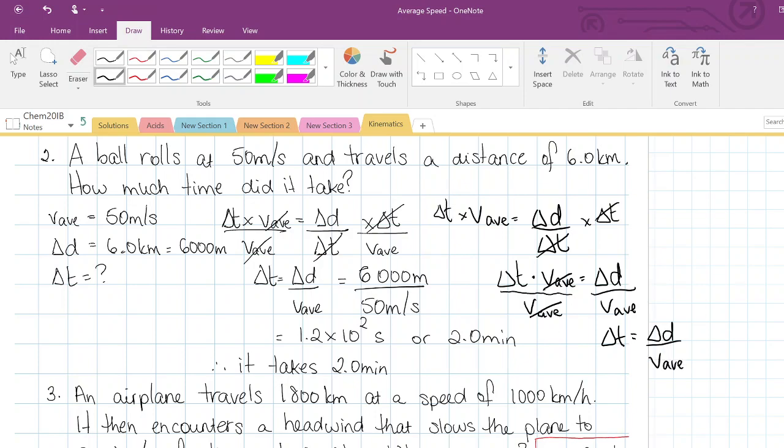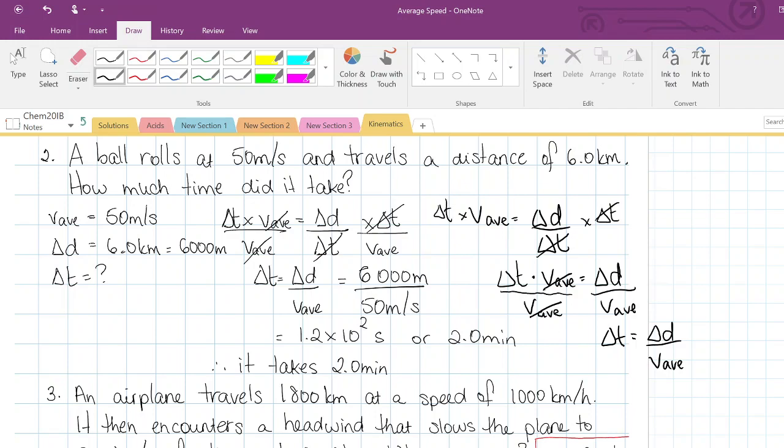If you're a little iffy on rearranging formulas, it pays to spend a bit of time working through rearranging, because there's a lot of rearranging of formulas in this particular section. Okay.